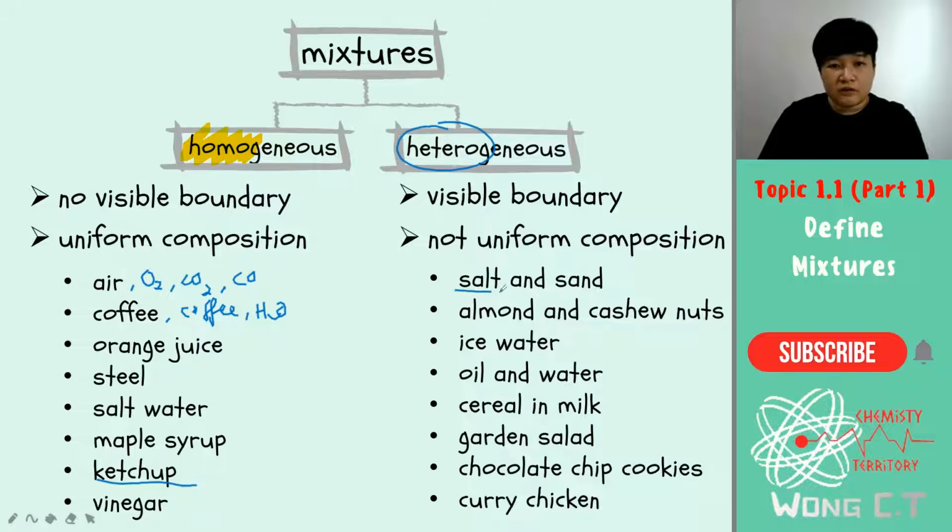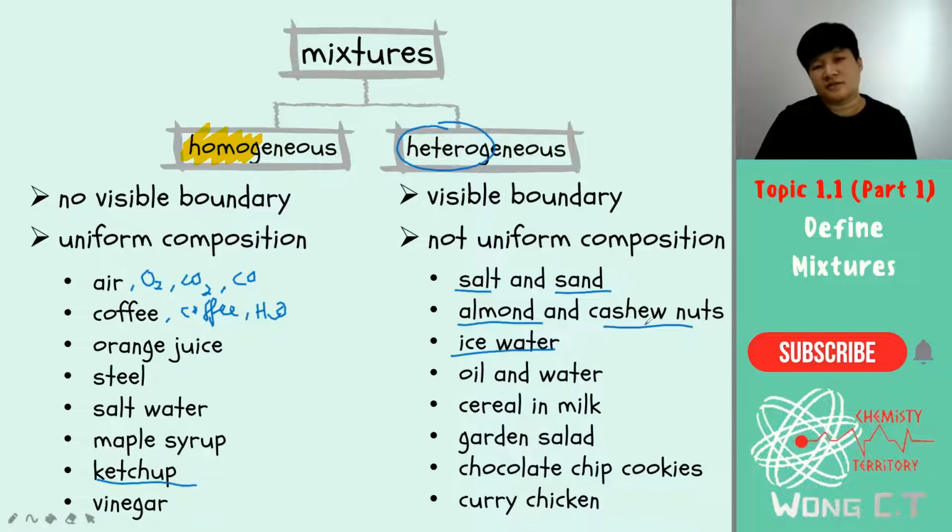You have your salt and your sand. So I have some salt, I have some sand, and I mix them up. No reaction, nothing. We are not going to melt it. So you can see which one is your salt, which one is your sand. You have the mixture of almond and cashew nut. You buy a pack of mixed nuts and you can differentiate which one is almond, which one is cashew nut.